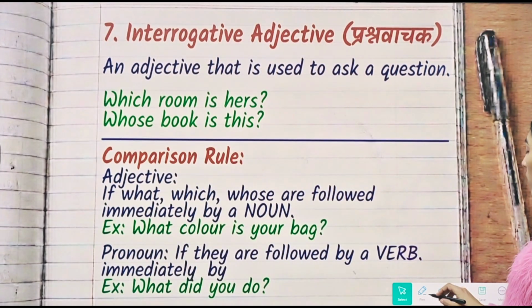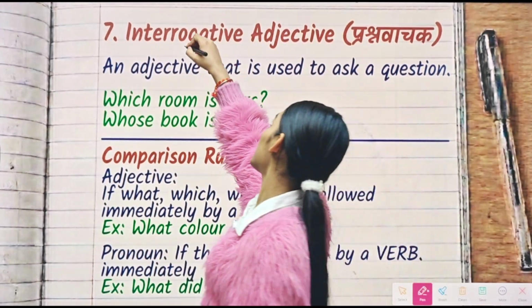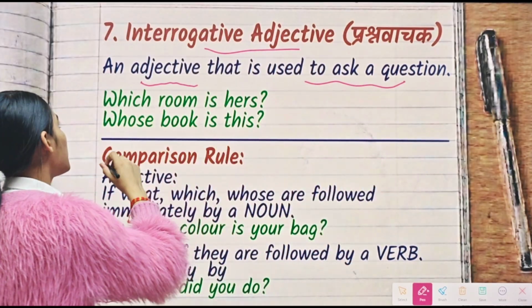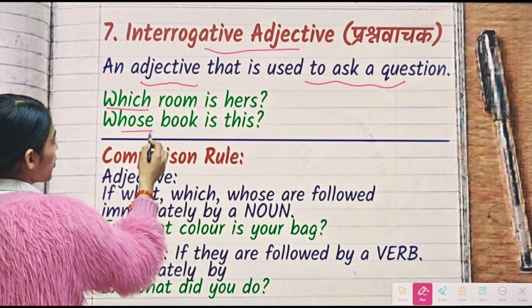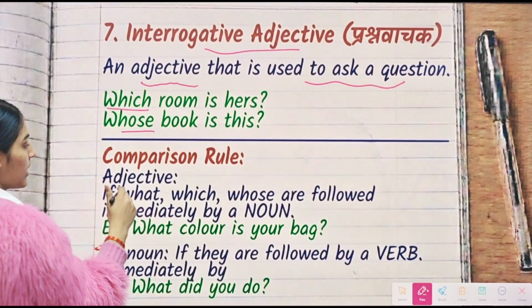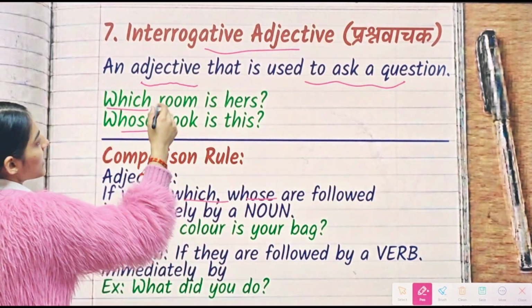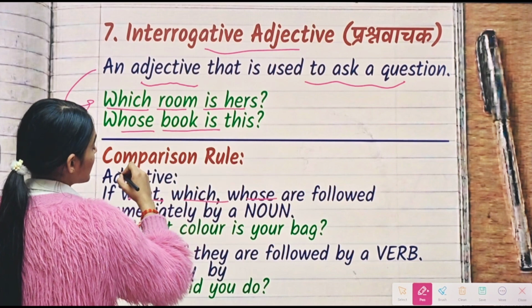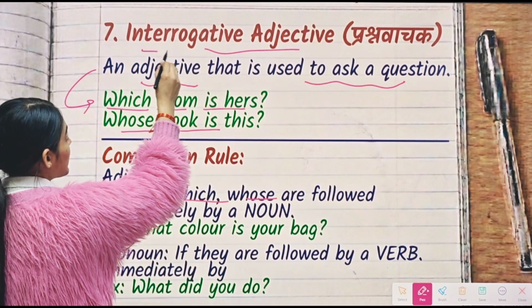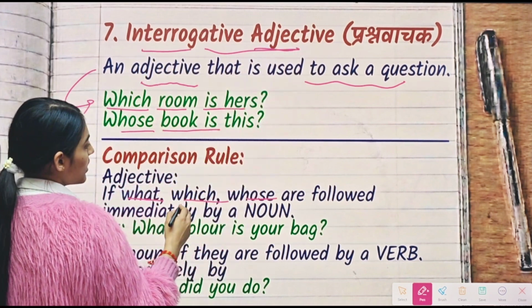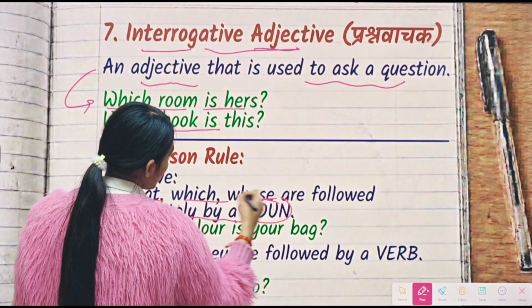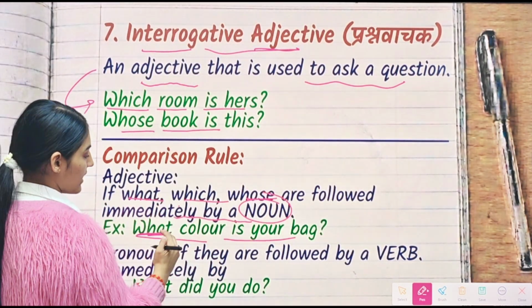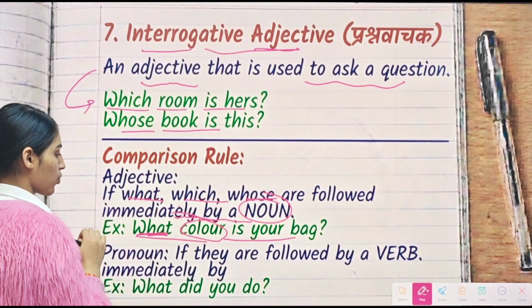Now moving on to the 7th one that we have, interrogative adjectives. An adjective that is used to ask a question. Interrogative adjectives are like what, which, whose, and many more can be there. Alright, let's see the examples that we have. Which room is hers? Whose book is this? So interrogative adjectives are immediately followed by a noun. Like, what color is your bag? So what is an interrogative adjective, and it is immediately followed by a noun.